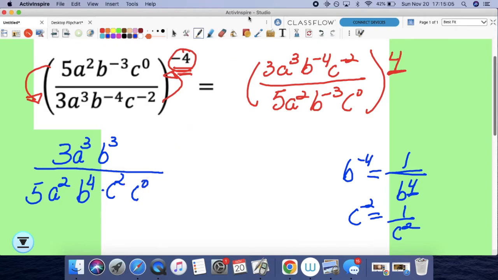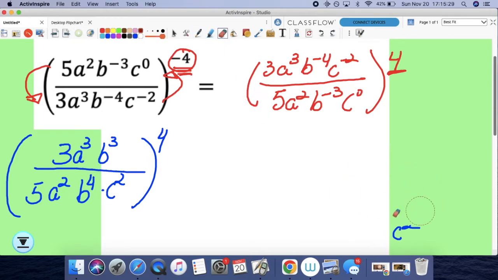Actually, c to the 0, we talked about what a number to, or anything to the 0 power is, and that anything to the 0 power is 1, right? But if I multiply 1 times 5 times a to the 2nd power, b to the 4th power, c to the 2nd, doesn't that just become itself? So I don't even need that. Okay, and don't forget, now it's everything to the 4th power.